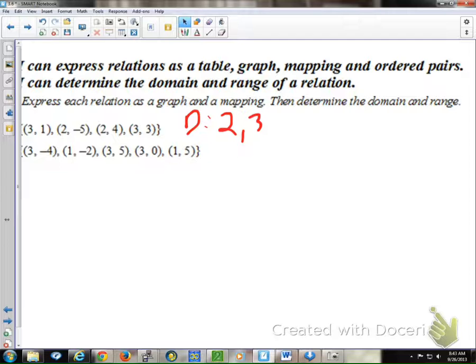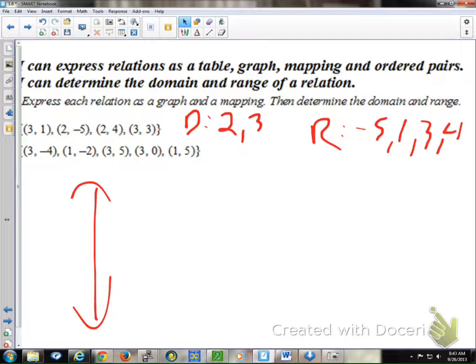The range are the y values written in order. So it looks like -5, 1, 3, and 4. Now, before I go on, notice they're calling this a relation. Is this a function? No. Why not, Sam? 2 x values are the same. That's right. Repeating x values. Problem.